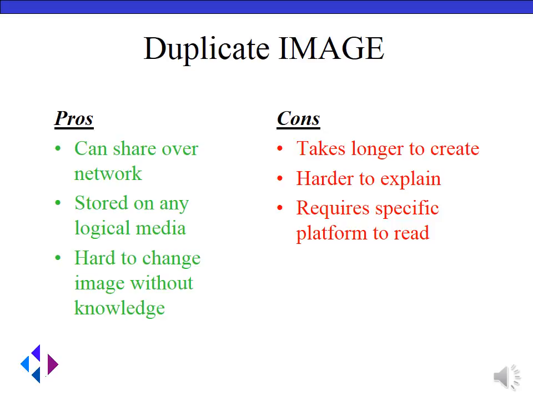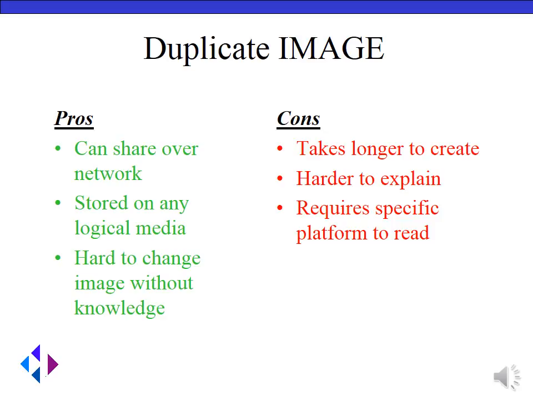Duplicate image. Well, the pros: you can share over a network. I can transfer all the image files via the internet or through a network without a problem. They can be stored on almost any logical media. That includes CDs, DVDs, RAID drives, hard drives, tapes. The other thing is that it's hard to change an image without knowledge. Because the MD5 hash is taken when an image is made, any changes to that image or those image files would result in the MD5 hash not being the same. So changing the evidence from that aspect is very, very hard.